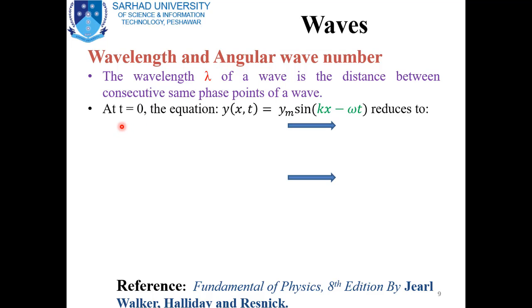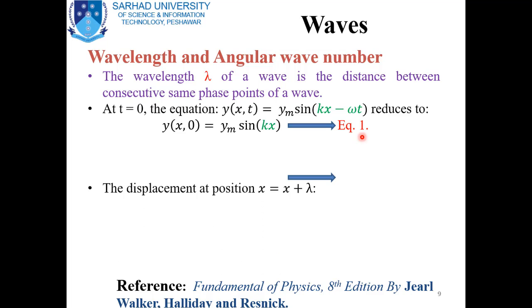We took two positions of the particle, one at x equal to 0 and the other at x plus lambda distance. First we put x equal to 0 in this equation while the position remains the same. So we get y as a function of position only, equal to ym sin(kx). The time term vanishes, and we call it equation number 1.